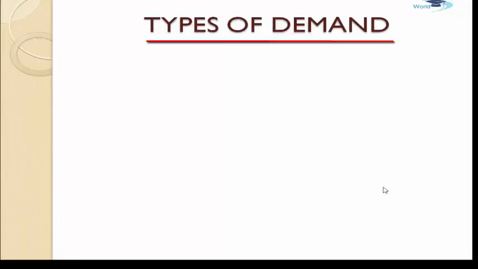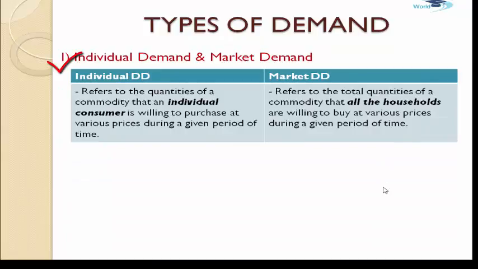Second, what are the types of demand? There are many types of demand. The first one, the individual demand and the market demand. Let's understand the difference between both. Individual demand refers to the quantities of a commodity that an individual consumer is willing to purchase at various prices during a given period of time. Whereas market demand refers to the total quantities of a commodity that all the households are willing to buy at various prices during a given period of time.